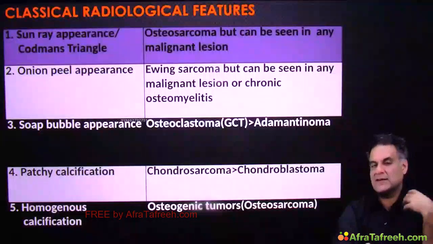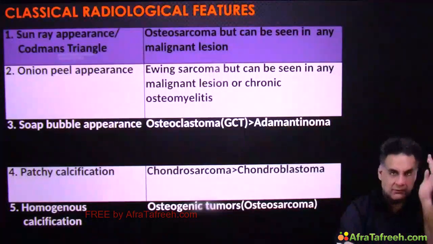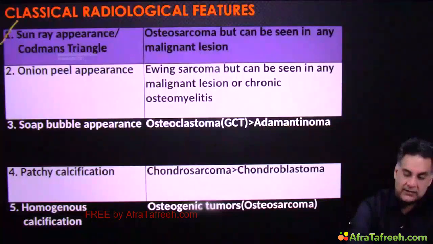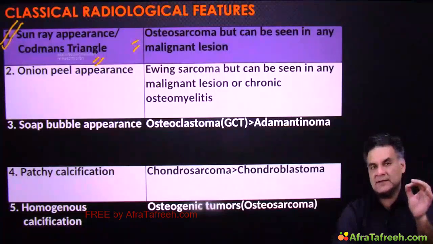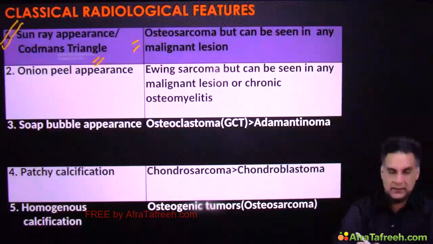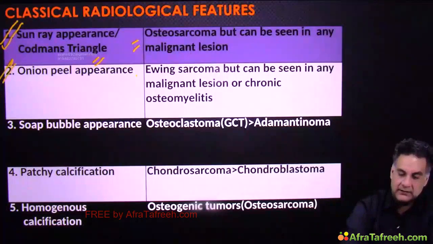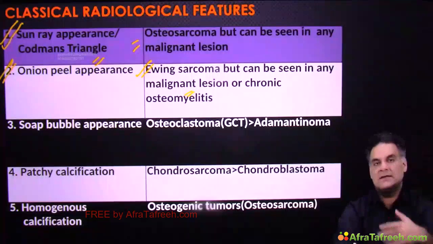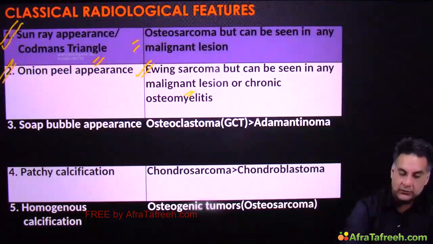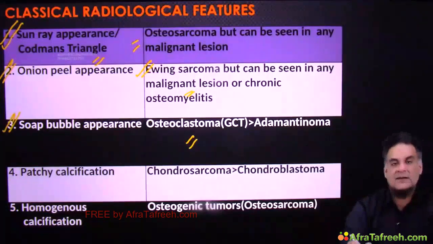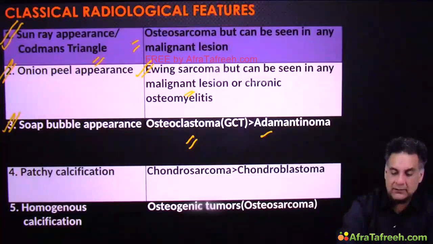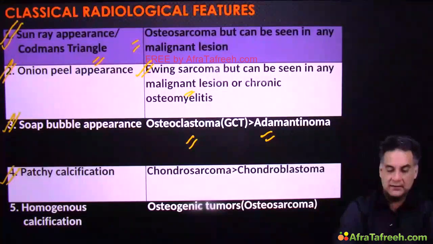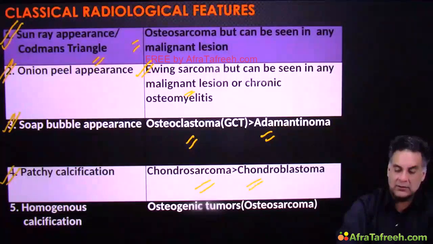So let's look at some classical radiological features that should come to your mind. Sun ray appearance or Codman's triangle, osteosarcoma, but can be seen in any malignant bone tumor. Onion peel appearance, Ewing sarcoma, but can be seen in any malignant bone tumor. Soap bubble appearance, seen in giant cell tumor, with multiple trabeculae inside the tumor, also in adamantinoma. Patchy calcification, places where calcification is there, cartilaginous tumors like chondrosarcoma and chondroblastoma.